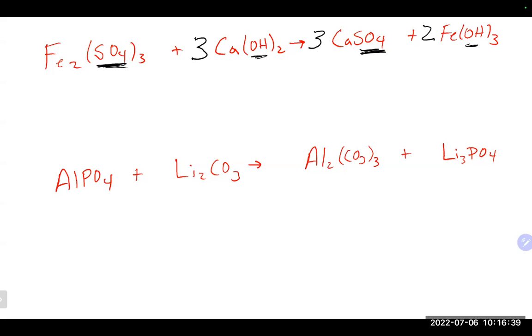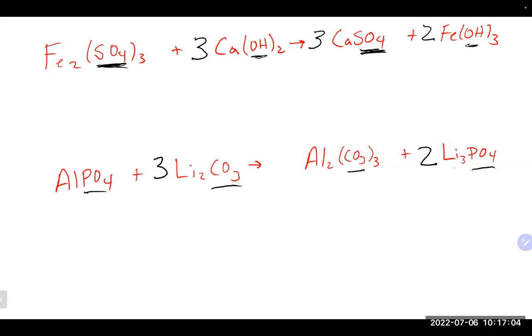We could do the same approach on this one. We have a phosphate and a phosphate. We have a carbonate and a carbonate. In this case, 1 phosphate on each side, but we do have 3 carbonates on the right and only 1 on the left. So we could fix it by putting a 3. When we do that, that gives us 3 carbonates, but now gives us 6 of the lithiums. So to fix the lithium, we would go to the right and put a 2 in front of it.